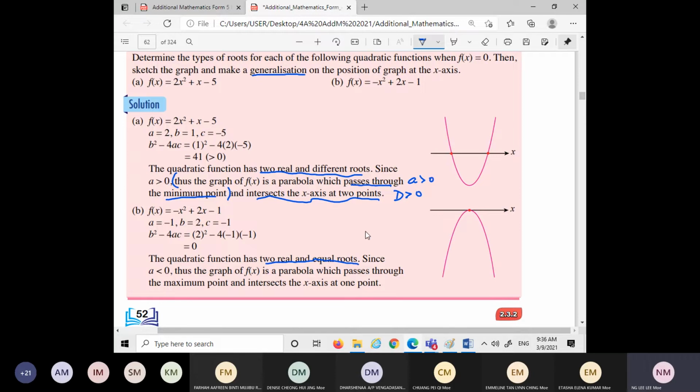So make the generalization. Because A is smaller than 0, this is how you describe it: passes through the maximum point. And because D is equal to 0, you have to say it intersects the x-axis at only one point.